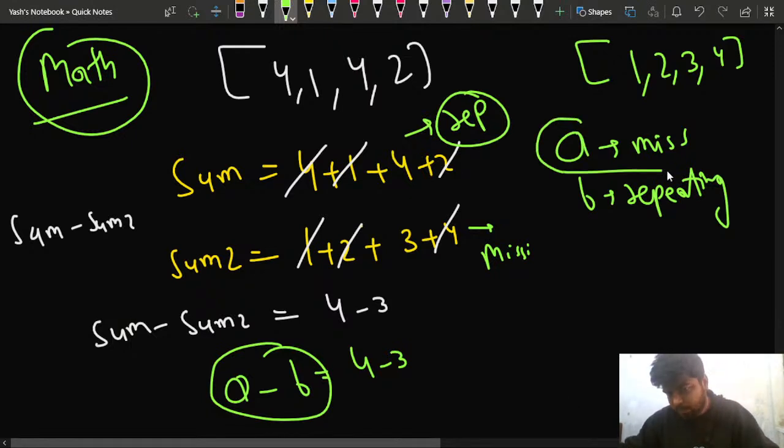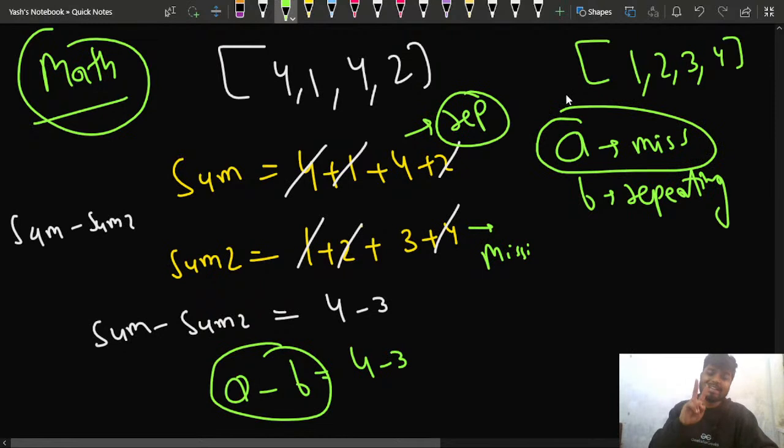I want to find two numbers, and if I want to find two unknowns, I need two equations, right? This is something I am trying to give you intuition for: if I want two numbers, then I need two equations, because to solve for two unknowns I need two equations. This is a mathematical concept, right?